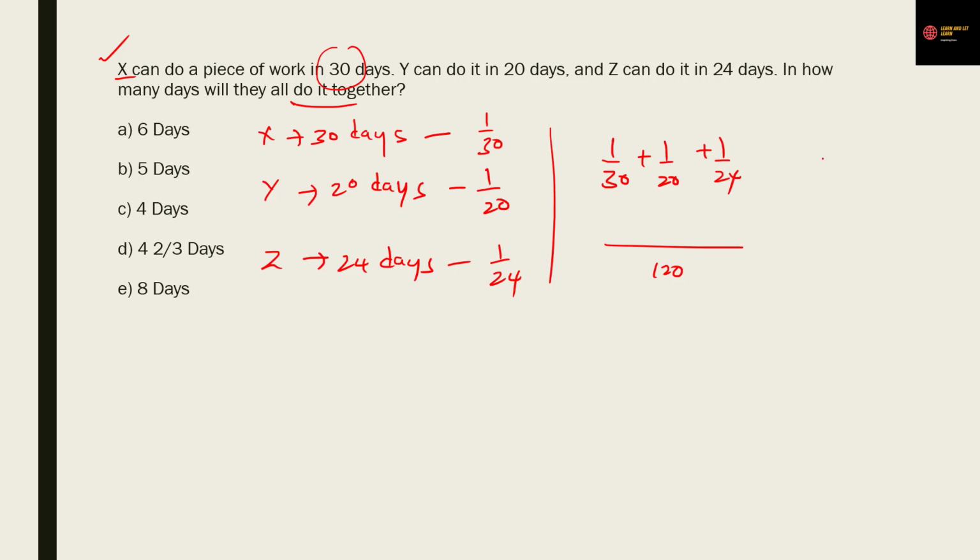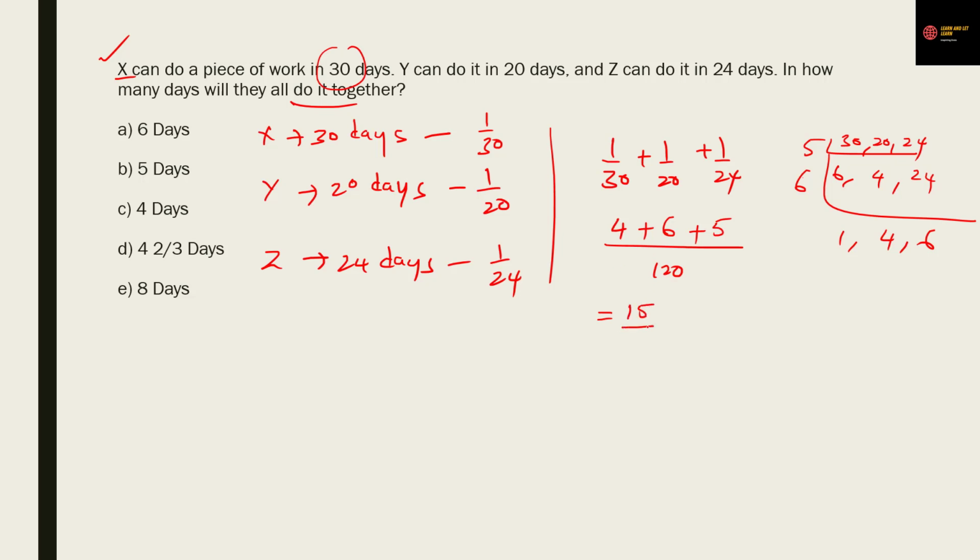It's 120. Yeah, let's check. It's 120 only. 30 times 4 is 120, 20 times 6 is 120, 24 times 5 is 120, which is nothing but 6 plus 4 is 10, 10 plus 5 is 15, and 15 by 120 is nothing but 1 by 8.